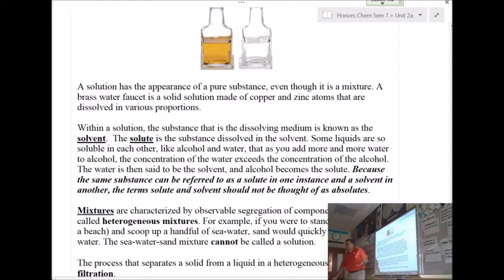I know you've heard the term solute and solvent before. I know that because my son's taking biology right now, and they are talking about solute and solvent. If I had some table salt and I placed it in the water, what is the table salt acting as? Solute. The thing being dissolved. The solvent, water, is the universal solvent.